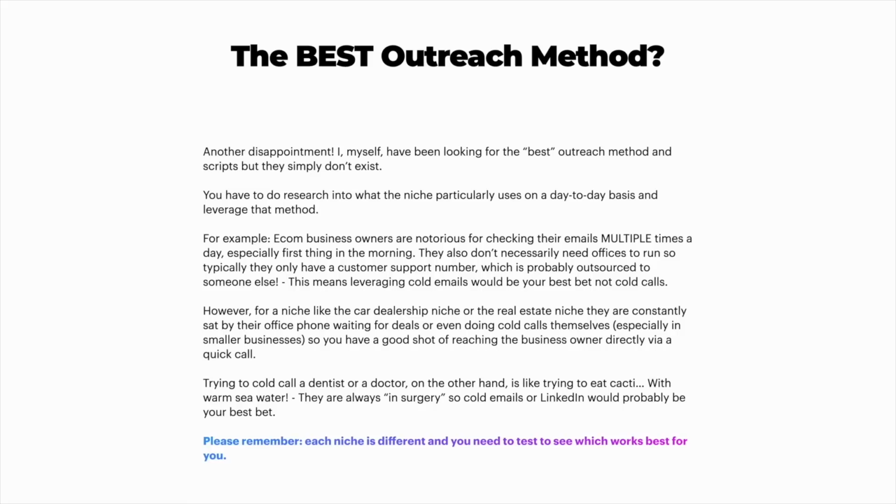And you're also going to do a lot of research into your particular niche, how they operate, what their routines are, and what they use on a day-to-day basis in their business, so that you can actually get in front of the actual business owner, not the gatekeeper. So let's talk about choosing your weapon of outreach.